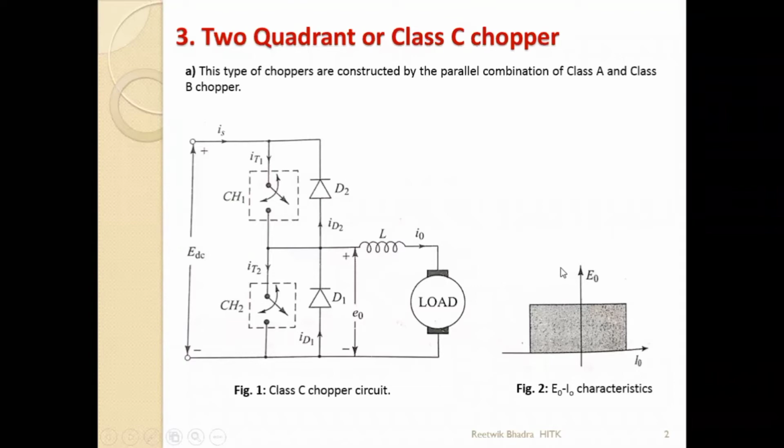So we can combine class A and class B to get this. So combining class A and class B will give you class C chopper. That is your two quadrant chopper. And how are these combined? They are connected in parallel. We'll look into that later. So this type of chopper is constructed by the parallel combination of class A and class B chopper.